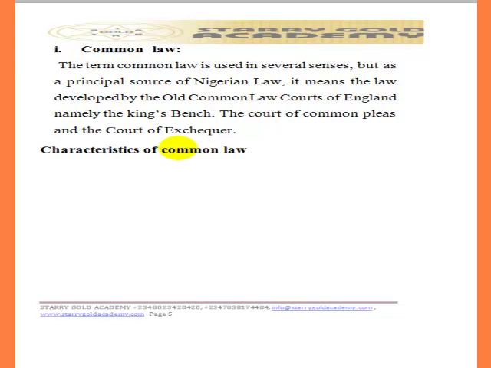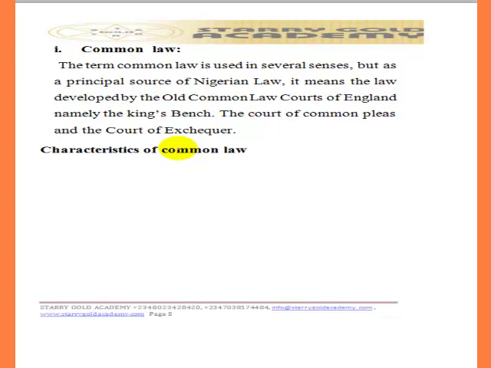That's why I say here that the term common law is used in several senses, but as a principal source of Nigerian law, it means the law developed by the old common law courts. So it was developed by the old common law courts of England, known as King's Bench, or Court of Common Pleas, or Court of Exchequer. So that was the court that developed common law.